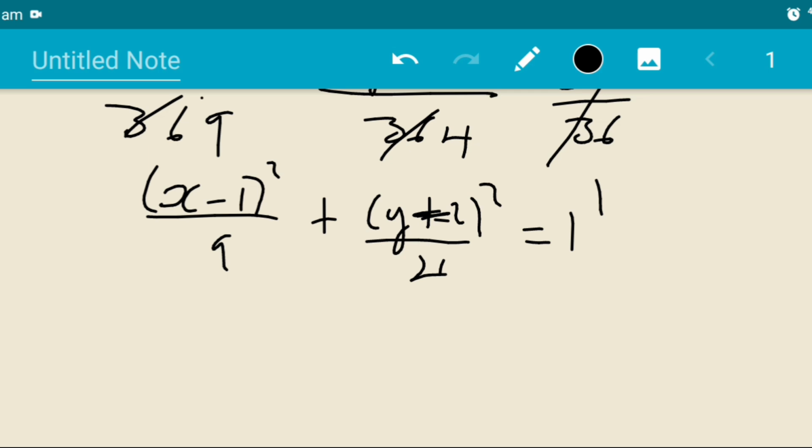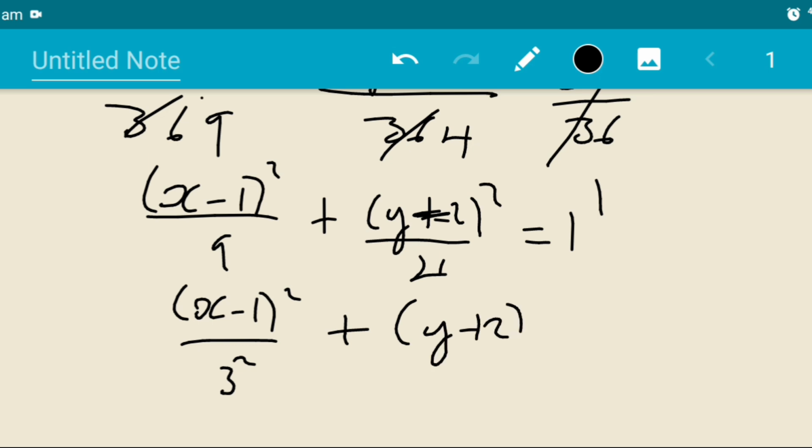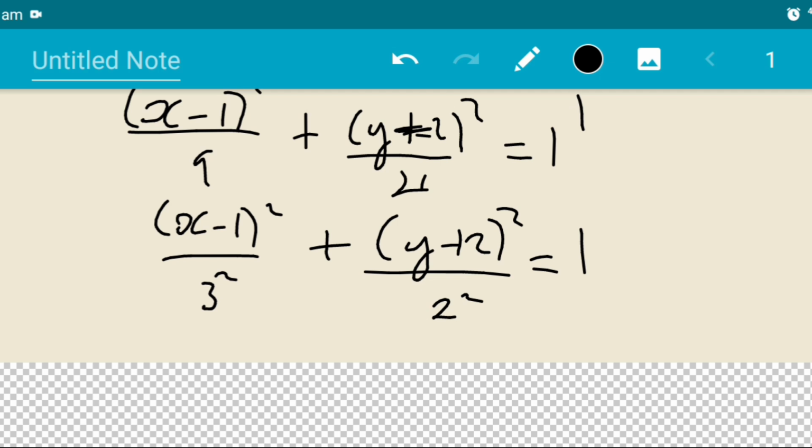So what we're now going to do here is simplify these so that you should be able to know what our a and our b is. Okay, so we have (x minus 1) squared over, rearranging this, 9 is the same as 3 squared. So we're going to say plus (y plus 2) squared over 2 squared, because 2 squared is the same as 4. Should be equal to 1. So we've rewritten this in the general equation.